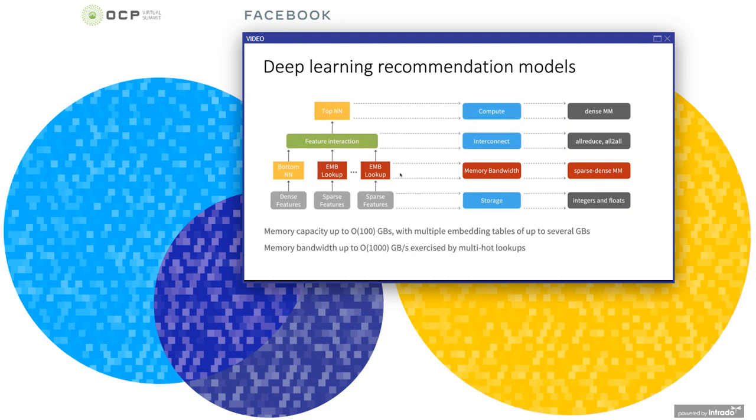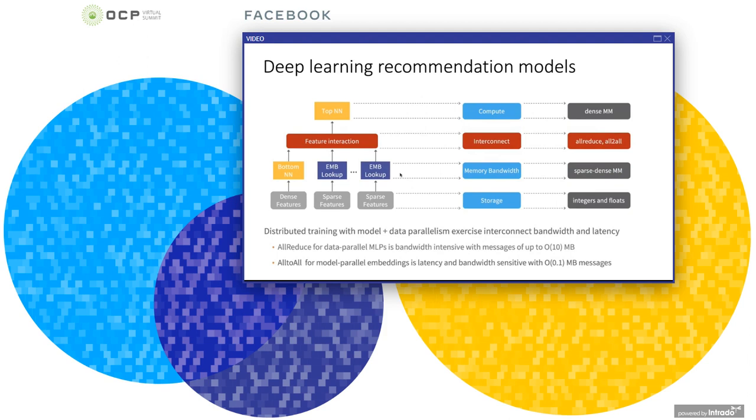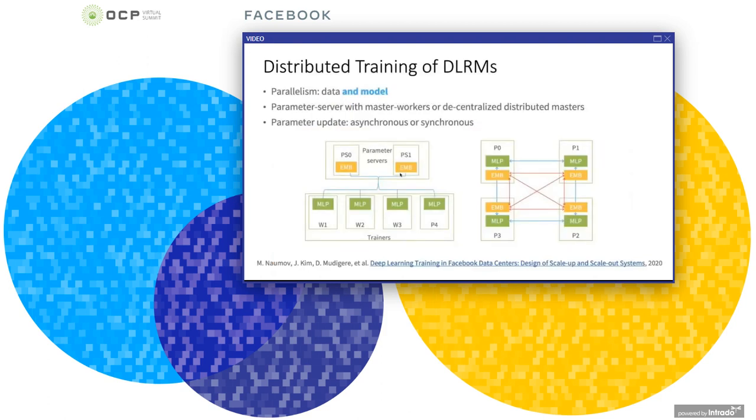And finally, in distributed training, if we use synchronous training with model and data parallelism, all-reduce would be used for data parallel MLPs, and it is bandwidth intensive with messages of up to 10 megabytes. And all-to-all would be used for embeddings, and it is latency and bandwidth sensitive with messages of 0.1 megabytes in size. And now, my colleague Divatsa will proceed to tell you more about the training of DLRMs and the trade-offs of that.